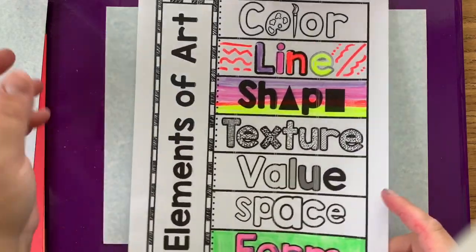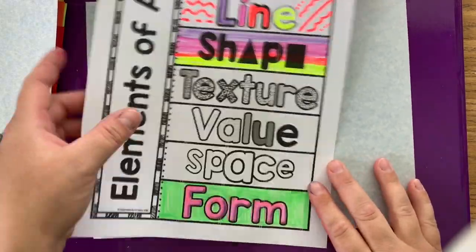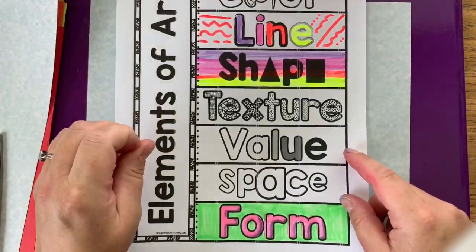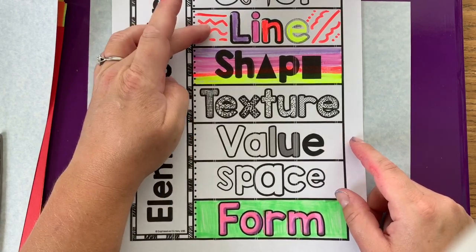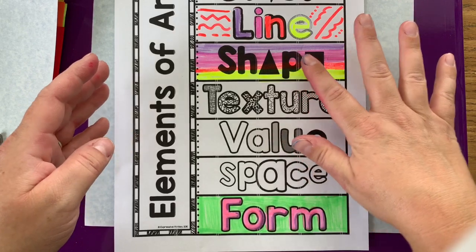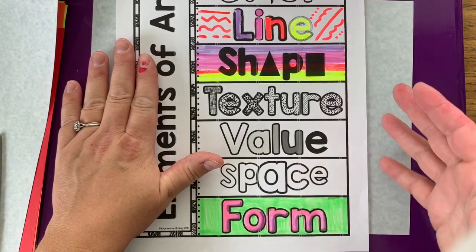Wow, I cannot believe we are already moving on to form. I feel like these weeks are just going by so quickly. So last week we talked about shapes. We used our lines to create shapes to make a picture, and our shapes were two-dimensional. That means that they were flat on the surface.